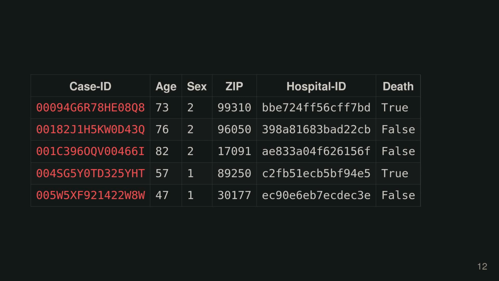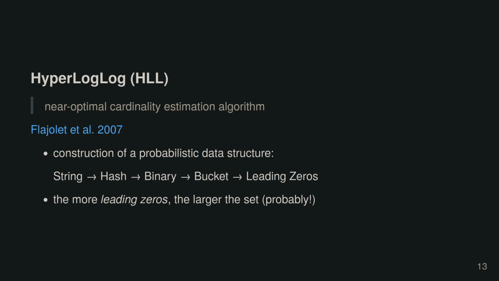So we want to store that data in our probabilistic data set, and we use an algorithm called HyperLogLog for that. This is a near-optimal cardinality estimation algorithm, as its authors called it.